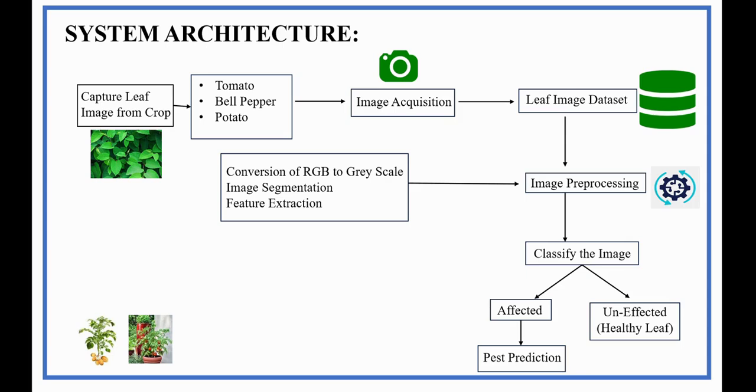System architecture: capturing leaf images from the crops, which are tomato, bell pepper, and potato crops, acquiring these images and storing them in a dataset. Then image pre-processing and feature extraction, and we classify the image. This system then predicts whether the leaf is healthy or affected and identifies the pest if it is present.